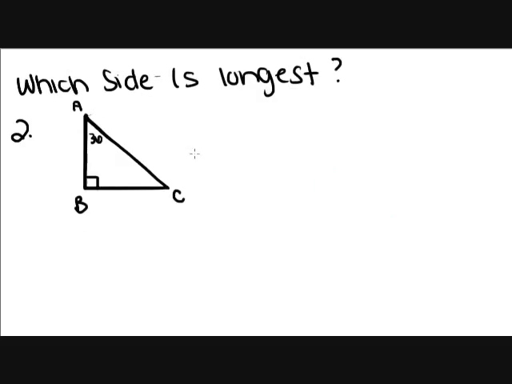Which side is longest? Okay, well we know this is a right angle, and a right angle measures 90 degrees. We need to find the measure of this angle. So that's 30, by the way, if you couldn't tell. 90 plus 30 is equal to 120. And so 120 plus x is equal to 180, because remember, the interior angles of a triangle sum up to 180. So then if we subtract 120 over, we get x is equal to 60. So this is equal to 60.